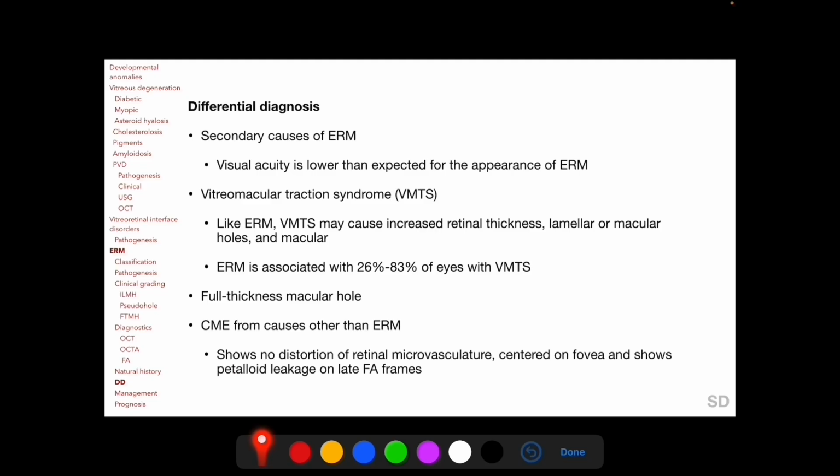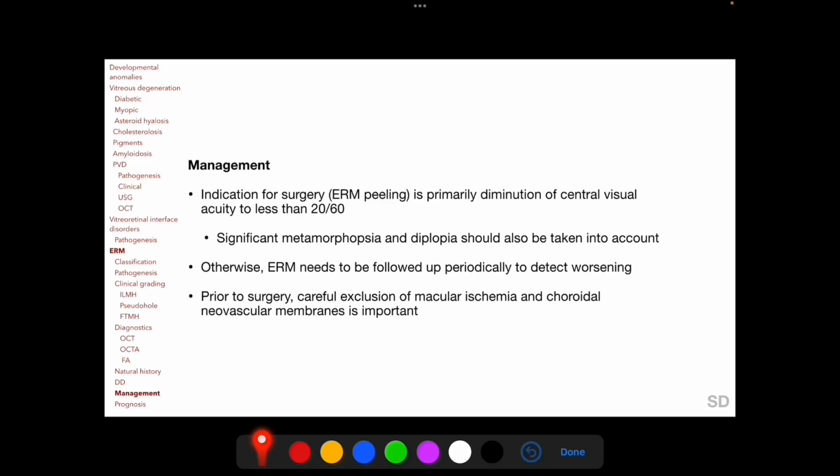Differential diagnosis of epiretinal membrane includes secondary causes of epiretinal membrane, in which visual acuity is usually lower than expected for the appearance of the epiretinal membrane because of the underlying ocular disease; vitreomacular traction syndrome and full thickness macular hole, which we'll discuss in the next session; and cystoid macular edema from causes other than epiretinal membrane, which shows no distortion of retinal microvasculature, is centered on the fovea and shows petaloid leakage in late frames of the fluorescein angiogram.